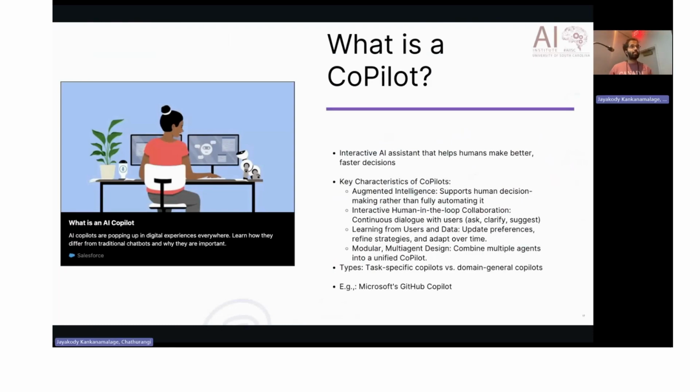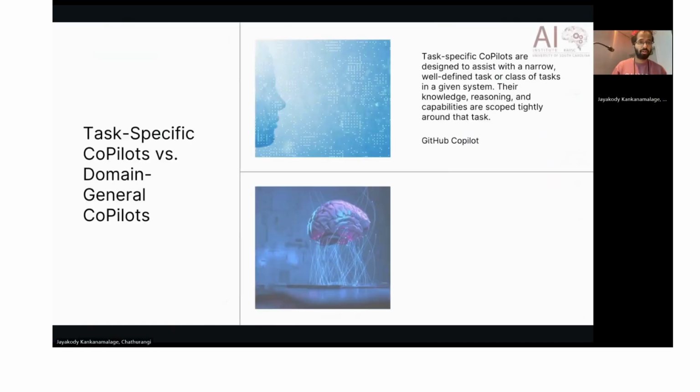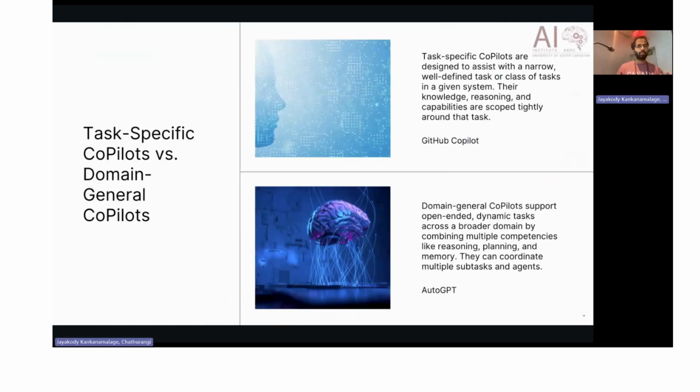Okay, so in general there are two major types of copilots: task-specific copilots and domain general copilots. Let's see what these two are. Task-specific copilots, as the name suggests, are designed to assist a very narrow, well-defined task or class of tasks. It's very constrained to the task that we are working with in a given system. Their knowledge, reasoning, and capabilities are scoped tightly around that task, so it is very specialized and customized towards that task. GitHub Copilot, for example, is a very good example of a task-specific copilot.